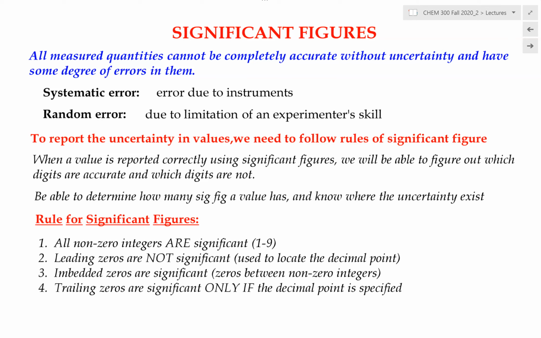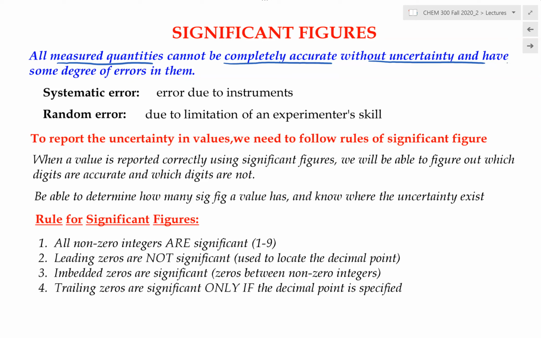First, let's define what significant figures are and why it is important that we learn about them. In chemistry, we deal with measurements a lot. And anytime we make a measurement in science, we know that a measured quantity cannot be completely accurate, without uncertainty or error in it, right? It doesn't matter what kind of equipment we have, regardless of how expensive or fancy it is, all equipment will have some error associated with it.